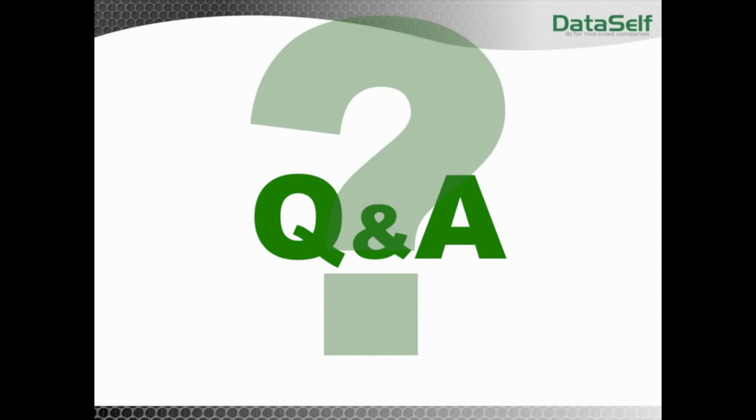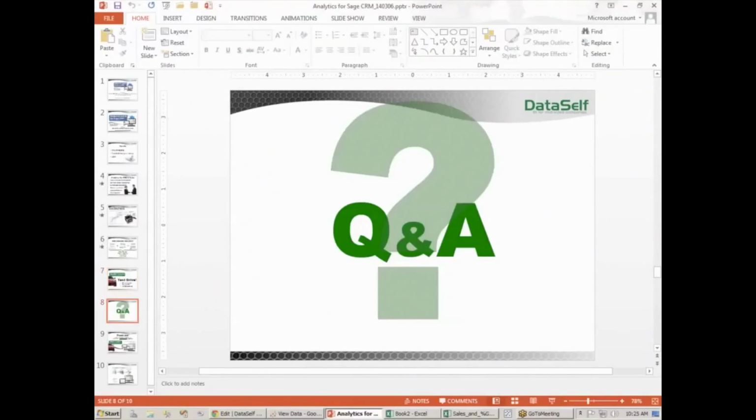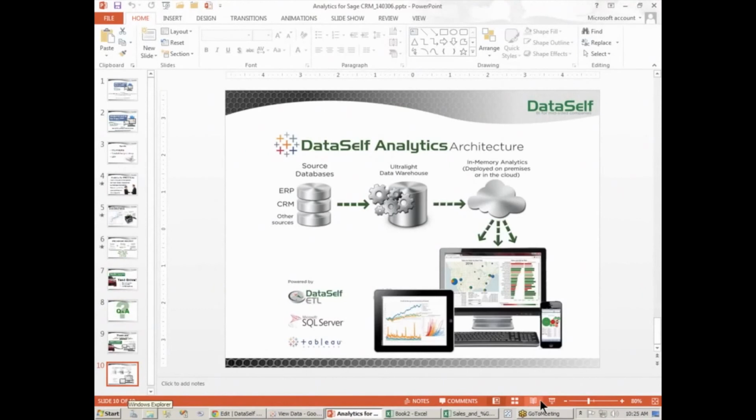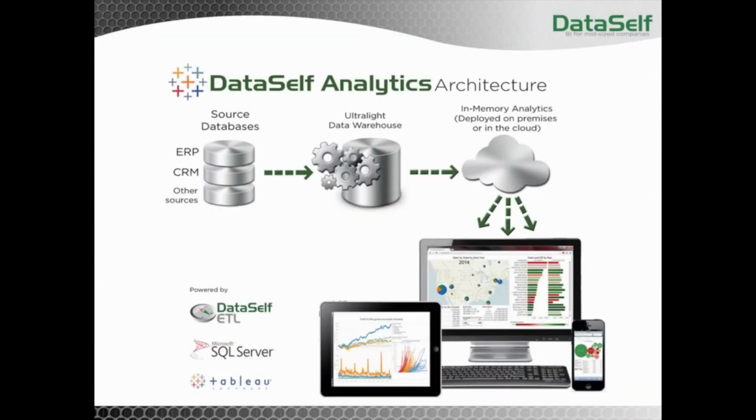Good question. Actually, let me change here and show the architecture of the solution. So if you're a little technical, even if you're not, this is a very high-level concept. What we do is we take data from Sage CRM and we put it into a separate SQL Server data repository. And it's called the ultralight data warehouse. It's easy to do, it's easy to maintain. And because it's a separate repository, we can easily bring data from any other data sources.